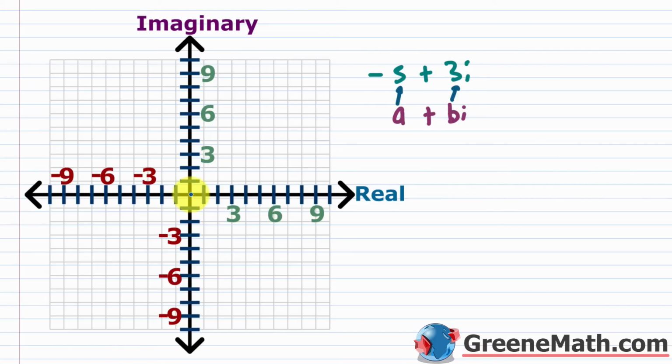So from the origin, I'm going to go 5 units to the left. So that's going to be right here. Let me put a negative 5 there so that's crystal clear. And then I'm going to go 3 units up. So let me actually show this right here on the imaginary axis. So 5 units to the left and then 3 units up. And that's going to be right there. So that would be your point. Let me just write it above. So negative 5 plus 3i.